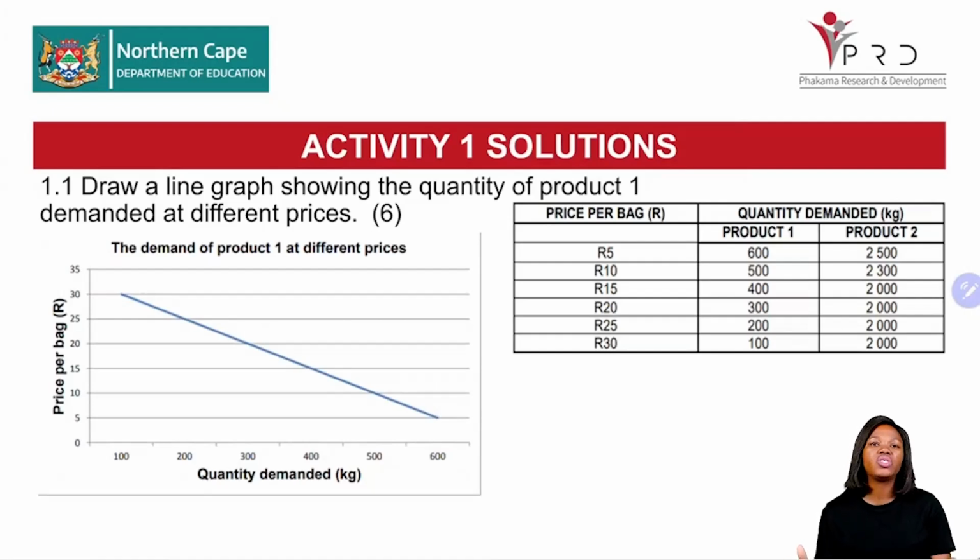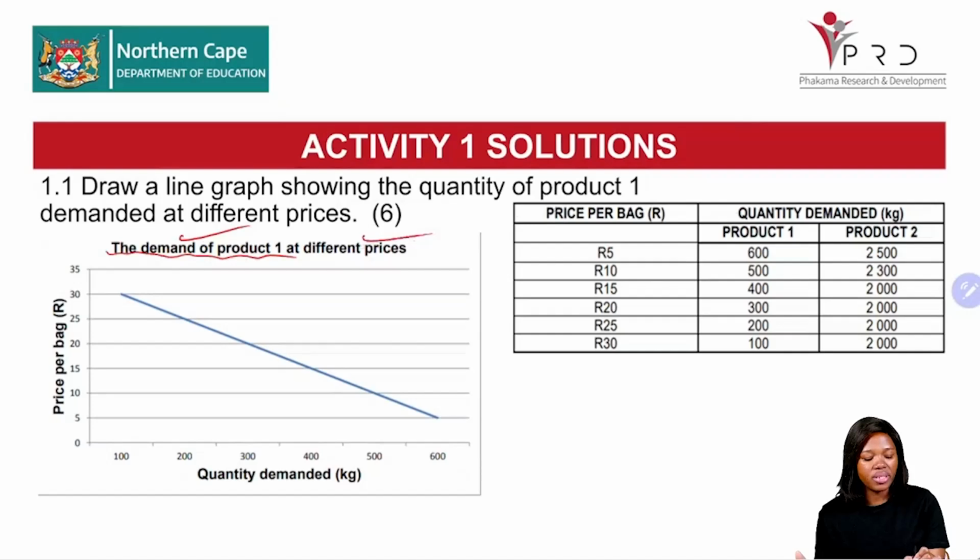Firstly, what you need to do is to write the heading. Your heading should have the independent variable and the dependent variable. We've already indicated that, right? At all times, the independent variable should be on the x-axis and the dependent variable should be on the y-axis when drawing the graph. Now, the demand of product 1 at different prices.